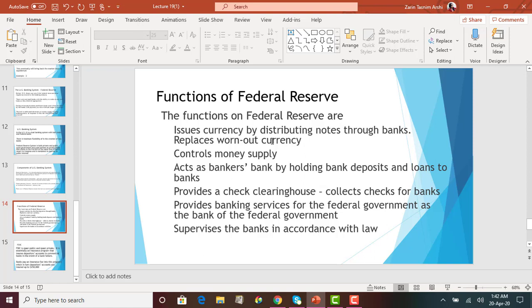Okay, then it also provides banking services for the federal government, such as the IRS, the Department of Homeland Security, and the Treasury Department. They can have checking accounts, and they can utilize other banking services from the Fed. And finally, they supervise all the commercial banks in accordance with law. They make sure that everyone is abiding by the laws and not exploiting the consumers. So that's one very important and final function of the Federal Reserve.